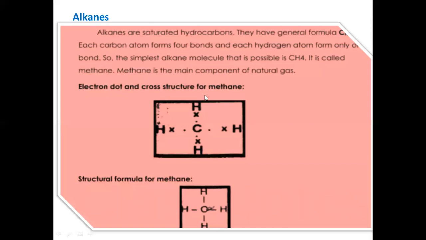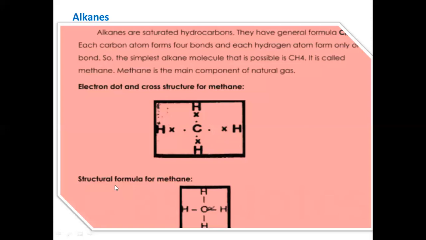Electron dot and cross structure for methane. The electrons of carbon we will mention by putting 4 dots. Like you can see, there are 4 dots in the surrounding of the carbon atom, and these crosses are the electrons of the 4 hydrogen atoms. So this structure is called electron dot and cross structure, by which we will mention the electrons which are shared between the atoms. We will mention them by electron dots and crosses.